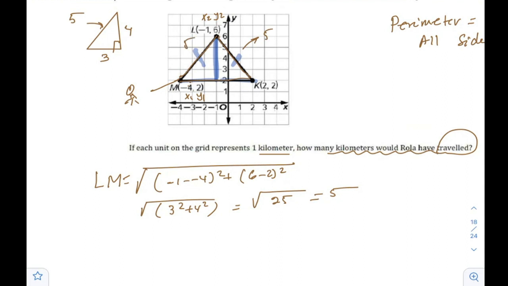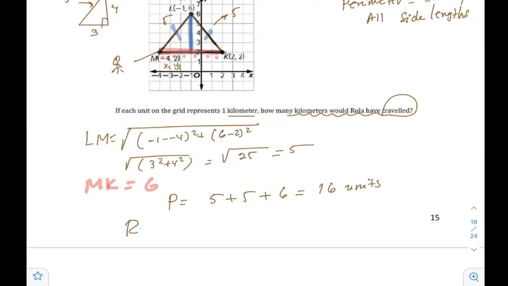And this part is easily counted. 1, 2, 3, 4, 5, 6. We have 6 units here. So you can say that MK is 6. So the perimeter is 5 plus another 5 plus the 6, which is 16 units. That means Rola has traveled 16 kilometers.